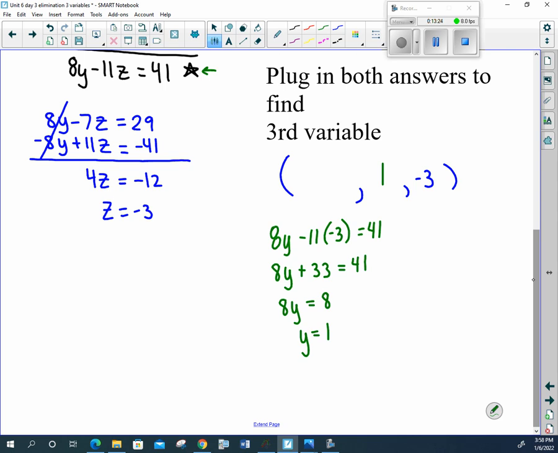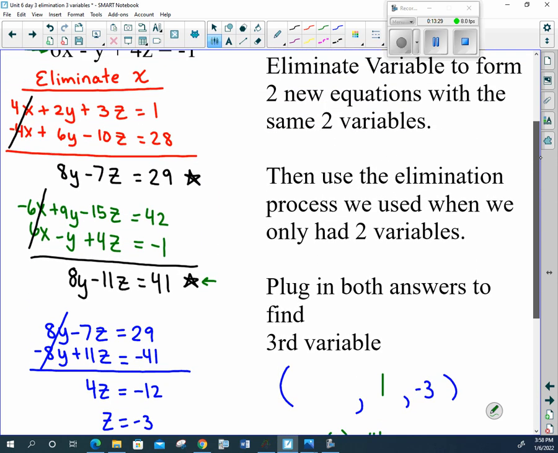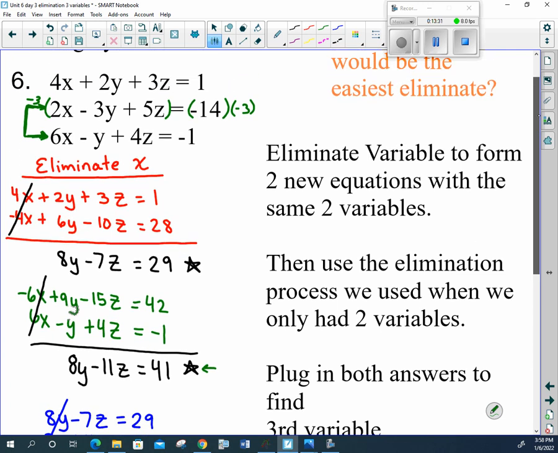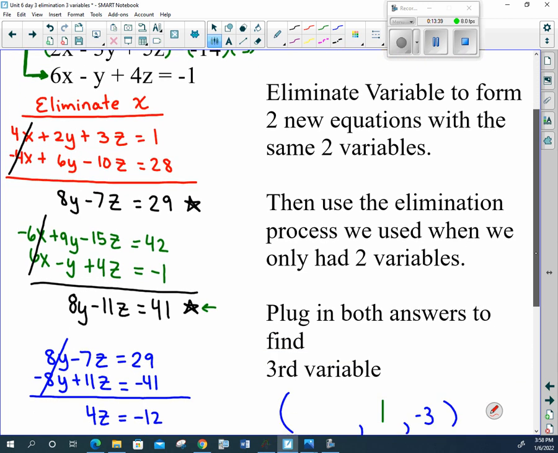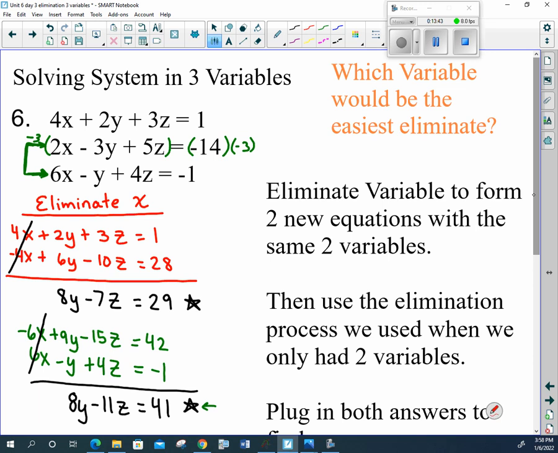And now I'm going to take both of these answers, 1 and -3, and go back to an equation with 3 variables and solve it for x. So I think I'll just go and put it in the top one. That'll probably be the easiest to show the substitution. So y is 1 and z is -3. So I'm going to put a 1 right here and a -3 right here. And now we're going to figure out what x is.